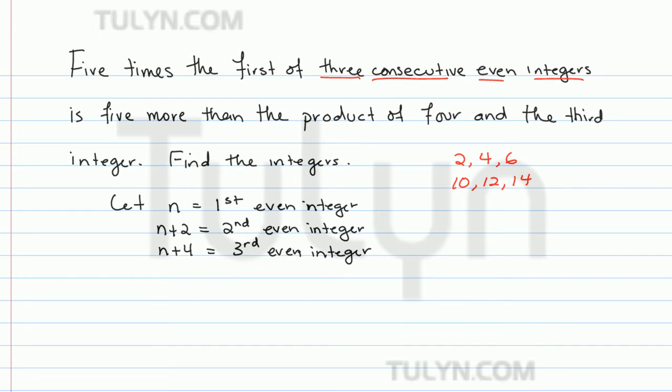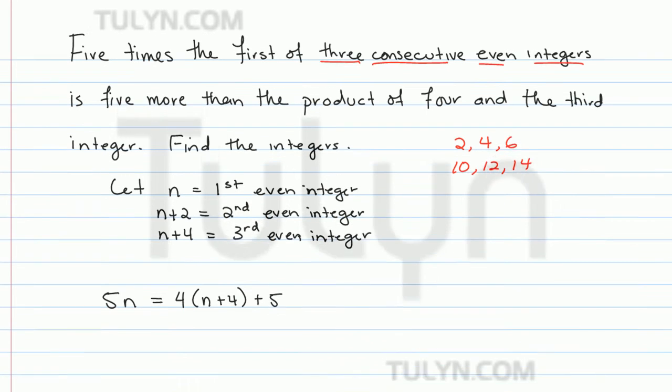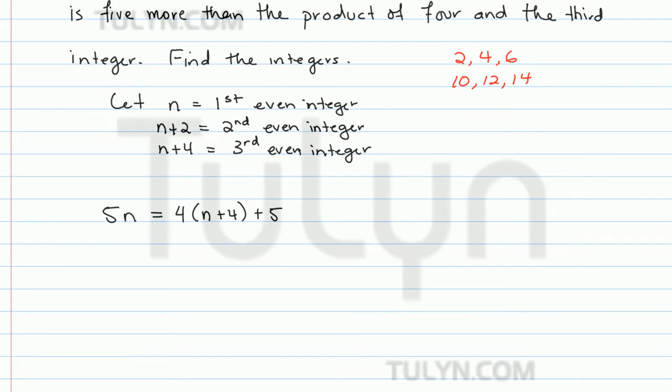So the problem says 5 times the first of the 3 consecutive integers, so 5 times n is, which stands for equal sign, 5 more than the product of 4 and the third integer. So you take the product of 4 and the third integer and add 5, since it's 5 more. So that's how we interpret the problem, and now we just have to solve for n.